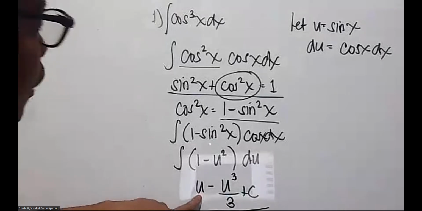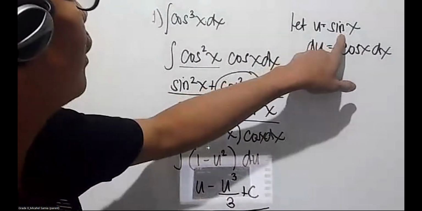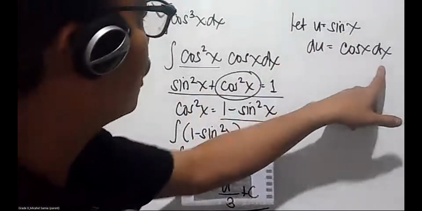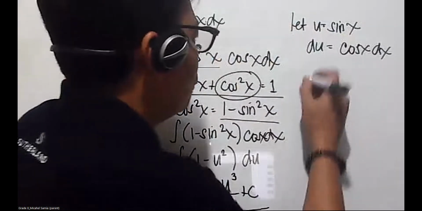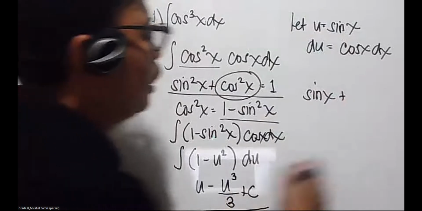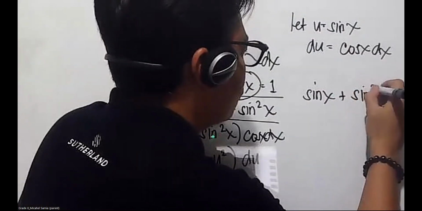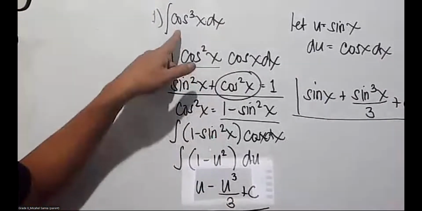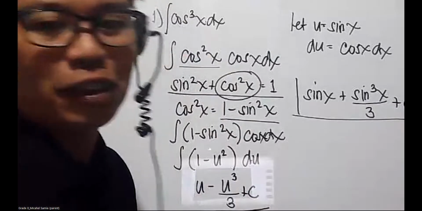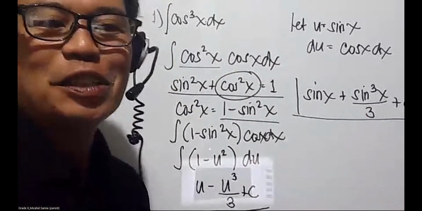The final step is changing the values of u back into their proper values, which is sine x. So we have u as sine x plus u cubed over 3, which is equal to sine cubed x over 3 plus c. So the antiderivative of the integral of cosine cube x dx is equal to sine x minus sine cube x over 3 plus c. Hopefully you understood the solution, Josh.